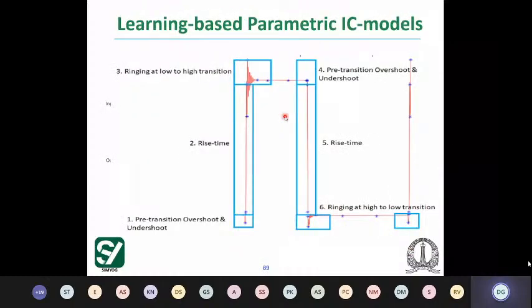We do the feature extraction not in the frequency domain but, as you probably suspect, in the time domain. Different parts of this waveform are predicted, right? So the rise time, the fall time, the ringing, both on the upside and the downside, are predicted. And then after predicting all of these features, we can reconstruct the time domain waveform and then go to the frequency domain.